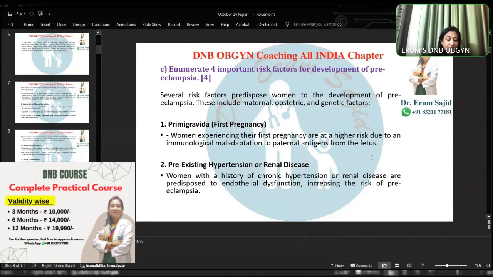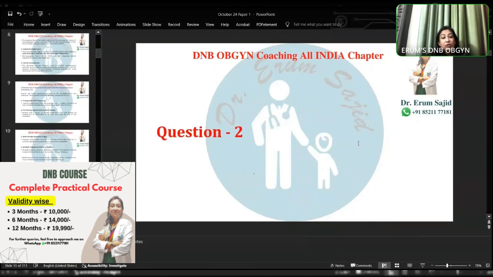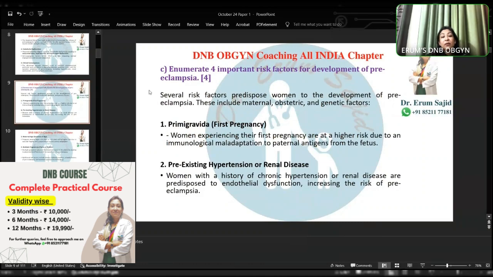Okay, all of you have written very well. Great. Gestosis score is one of the scorings, in which we consider extremes of age and multiple pregnancies. Correct. So these are a few of the important risk factors for the development of preeclampsia.